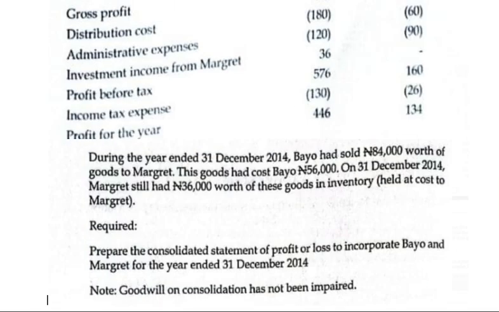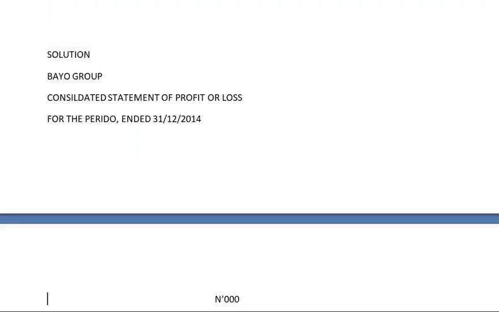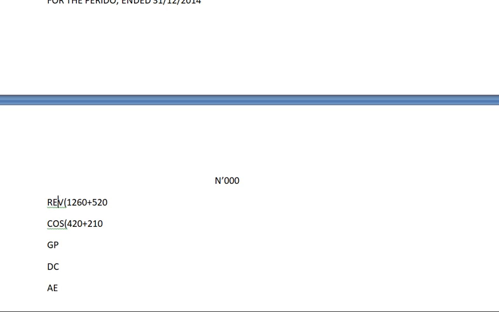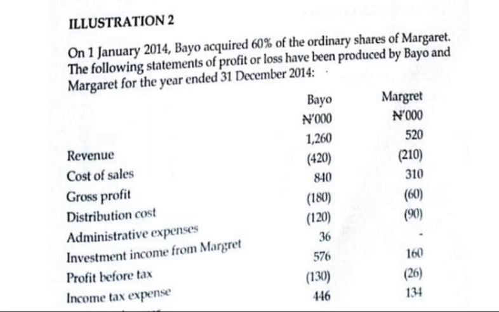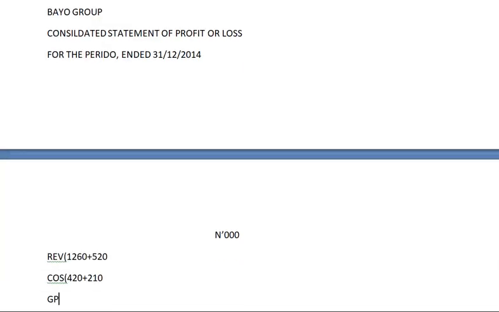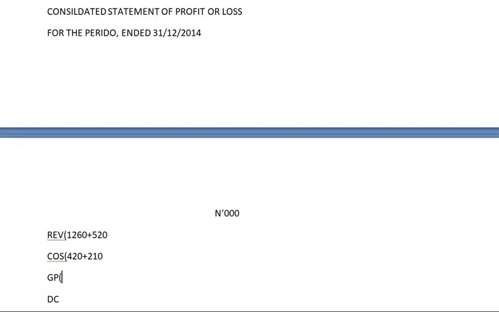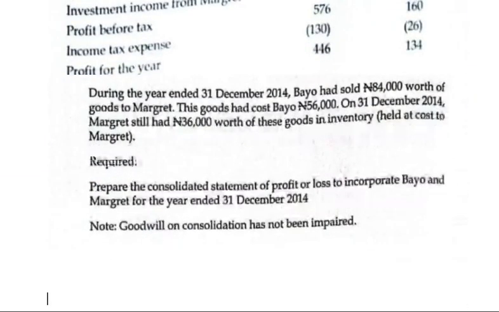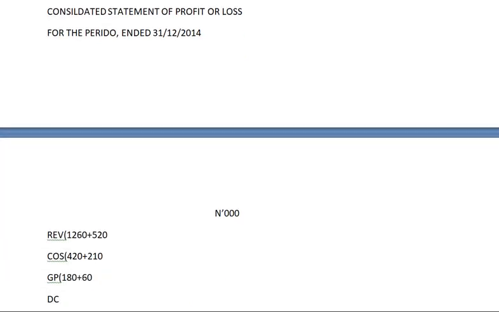After gross profit, you have distribution cost, admin expense. So let's go. Distribution cost is 180 and 60. Admin expense is 120 and 90. 180 plus 60. Then distribution cost is 180 and 60. Admin is 120 and 90. 120 plus 90.